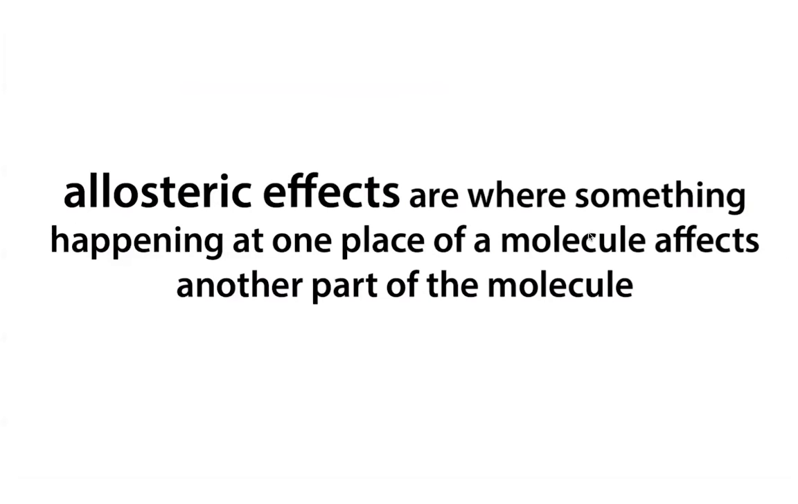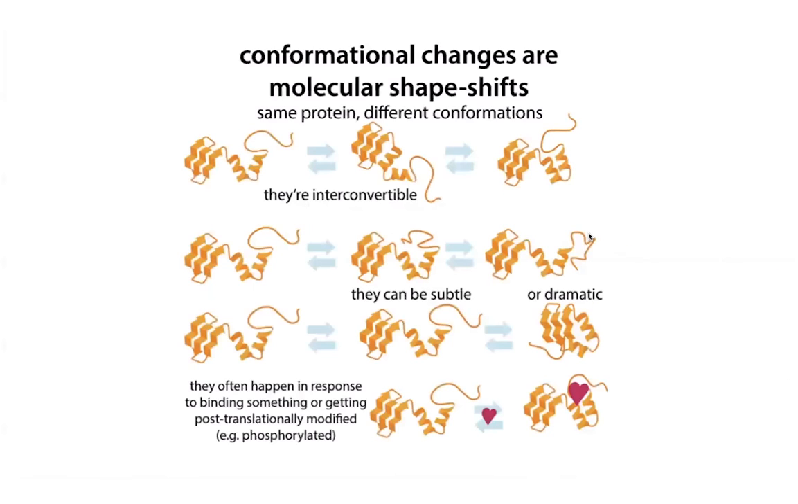So now let's talk about what's actually causing this cooperativity at like the molecular level, because that's where I love to think. Basically, we can talk about allosteric effects. This is where something happening at one place of a molecule affects another part of the molecule. So when we think about this word root allo, is going to mean other. So something's happening at some other place that's going to affect this place.